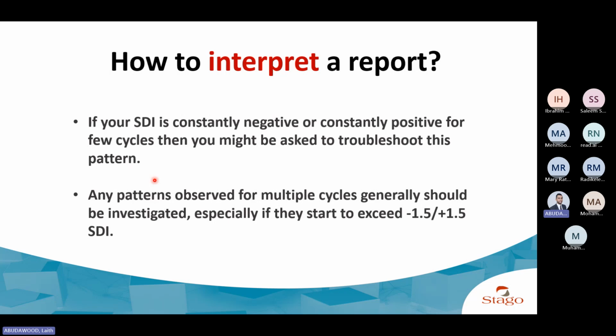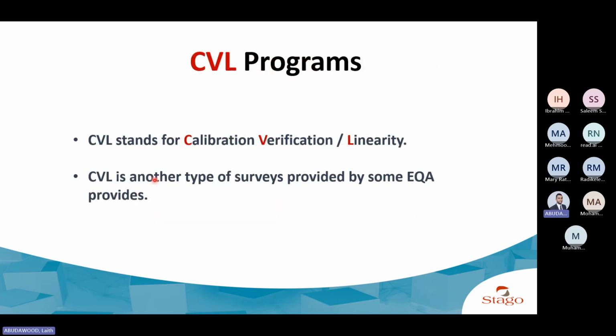And by the way, this is CAP who says that, okay? So CAP tells you if you are within 1.5 to minus 1.5, life is good. You don't have to bother with investigating anything. Okay, so we will go on into the troubleshooting bit just after a quick introduction to what CVL is.